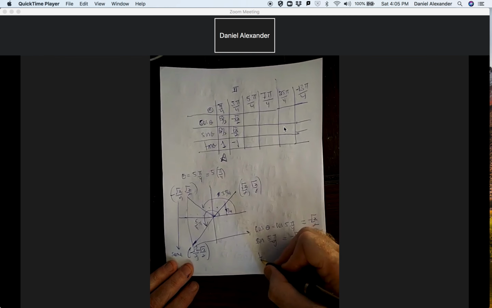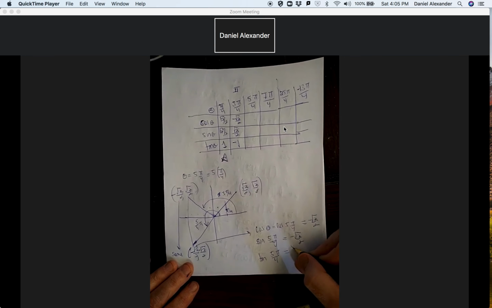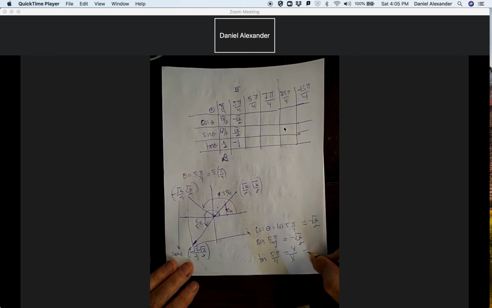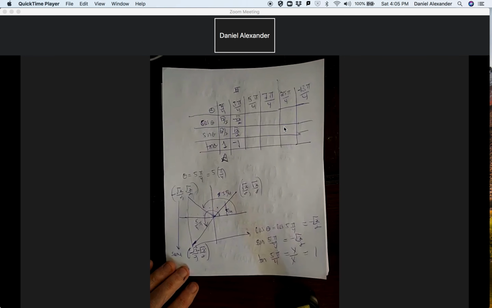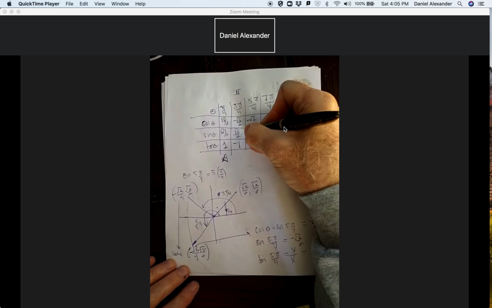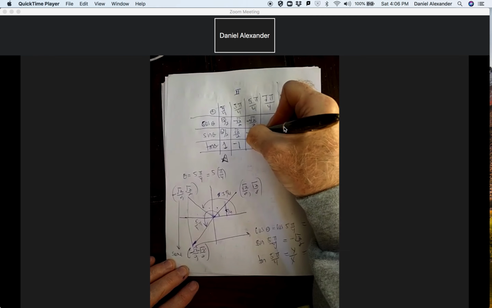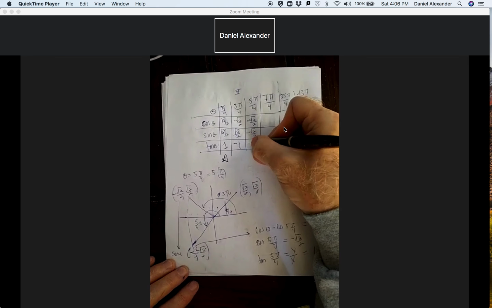And the tangent, again, is y over x. That's going to be 1 because we got 2 minus signs. So now I have this. I have minus square root of 2 over 2, minus square root of 2 over 2, and plus 1.